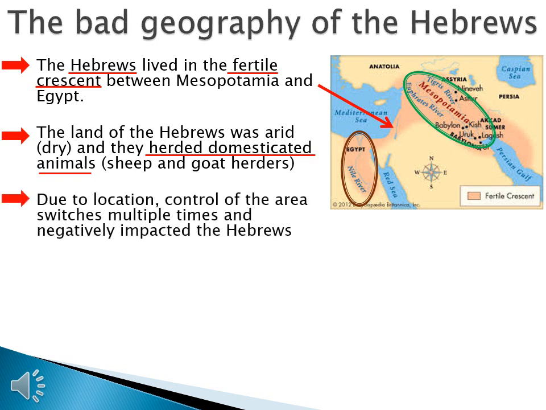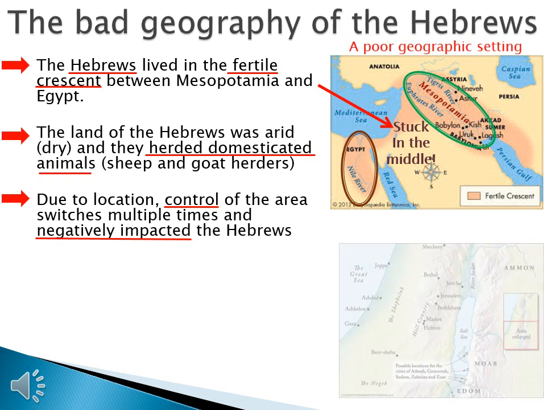Now, due to their location, control of the area where the Hebrews live switches multiple times, and it negatively impacts the Hebrews. In other words, the Hebrews start out between two major ancient civilizations. Other civilizations will fight for control of the area, and the Hebrews are stuck in the middle.